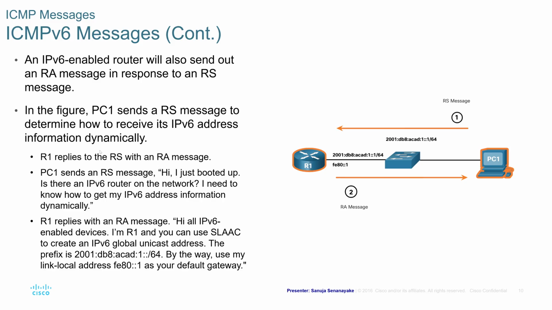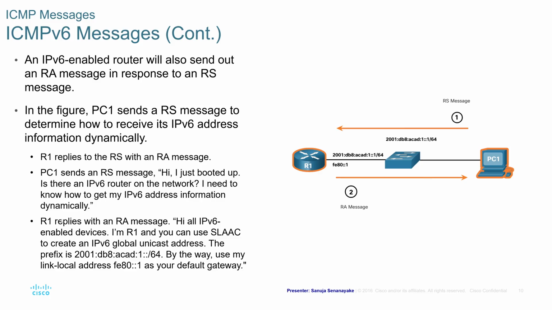The router advertisement message will be sent out from router 1, R1, as a response to the router solicitation message that it received from PC1. PC1 sends an RS message that is similar to saying, hi, I just booted up. Is there an IPv6 router on the network? I need to know how to get my IPv6 address information dynamically. If PC1 was a human, that would be pretty much the type of communication happening here.